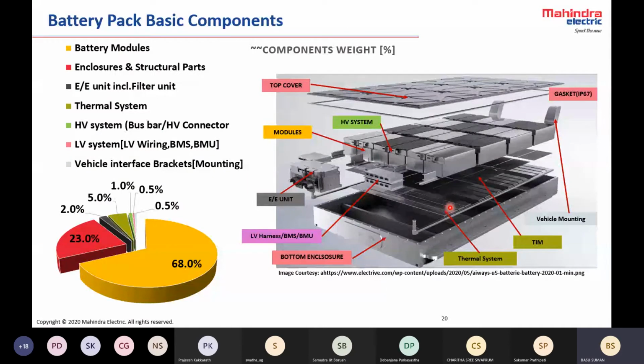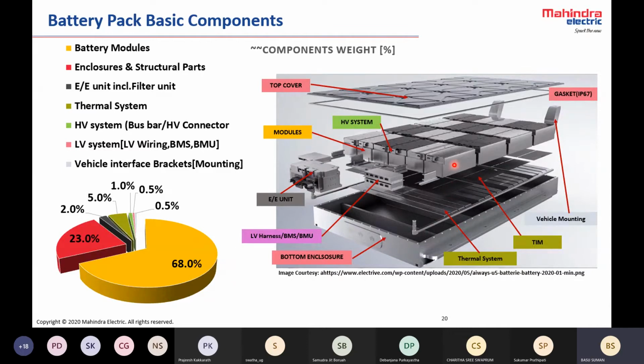This is a typical battery pack which we have collected from the internet. As you can see, this is an aluminum battery box, and here on the side you have these crash beams, and here are the holes through which the battery box will be mounted to the body in white of the vehicle. These are the cooling plates, and these are the channels for coolant. Now these are the battery modules.